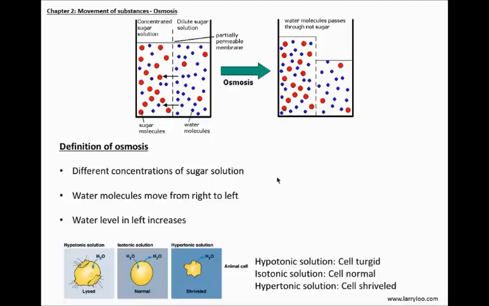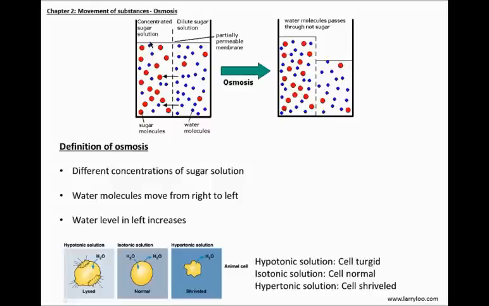Osmosis. In this diagram, we can see that there is a water potential difference between the left and the right side. On the right side, there is a higher water potential than on the left. Remember, osmosis is defined as the movement of water molecules from high to low water potential. Thus, water molecules move from the right to the left side, recording a rise in water level on the left side.